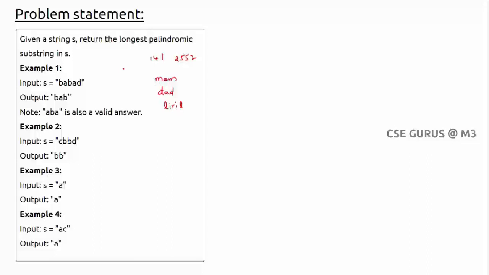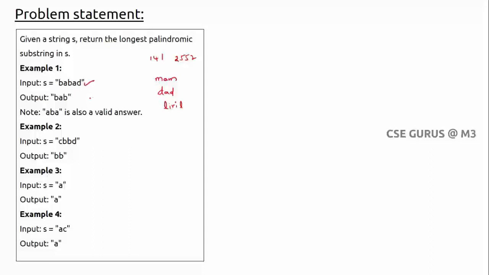But what is this question asking? We have to find the longest palindromic substring. A string will be given as input, and you have to find the longest palindromic substring. First of all, you have to get the palindromic strings, which are substrings of the string, and then find the longest one.